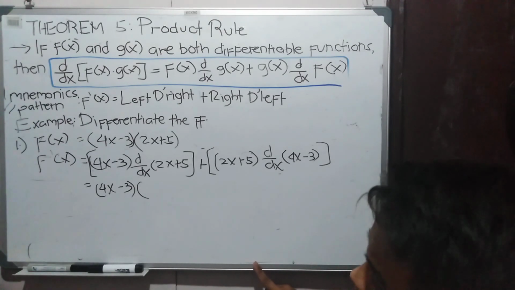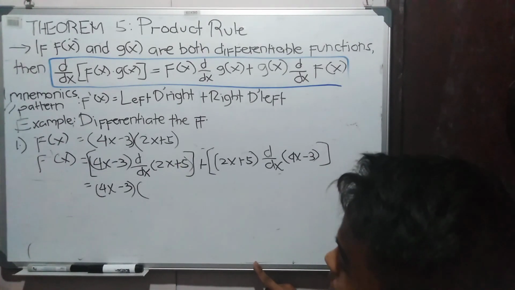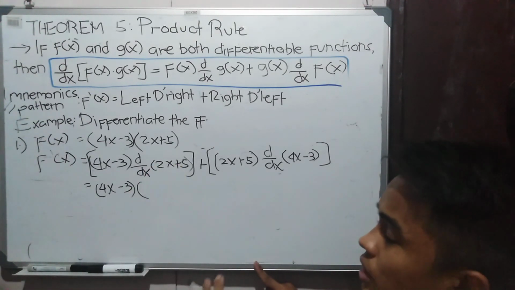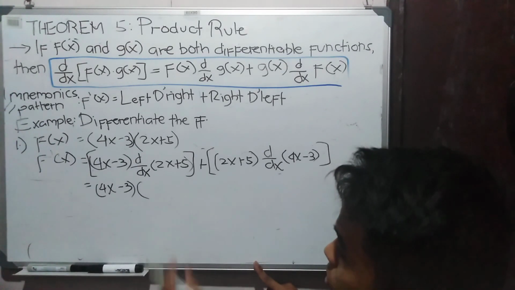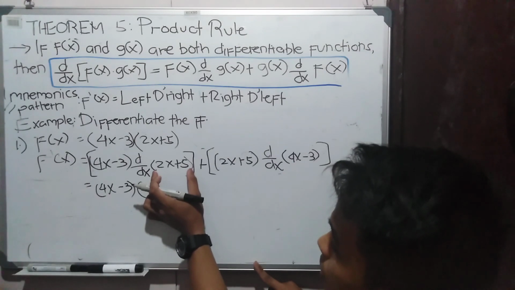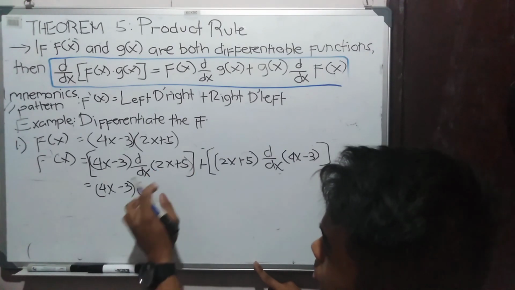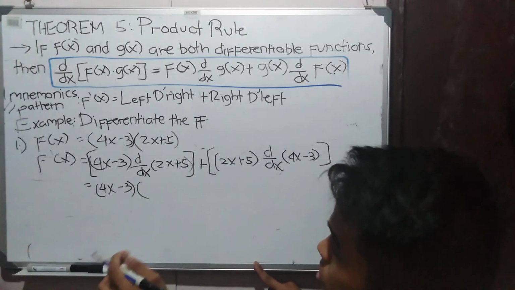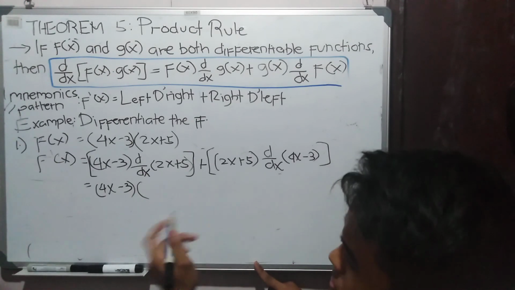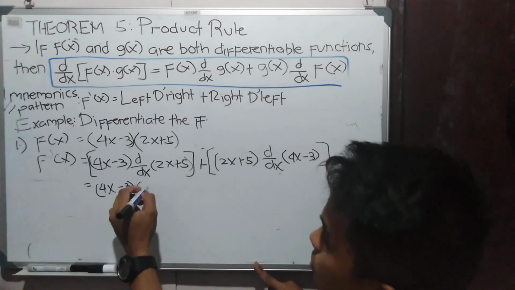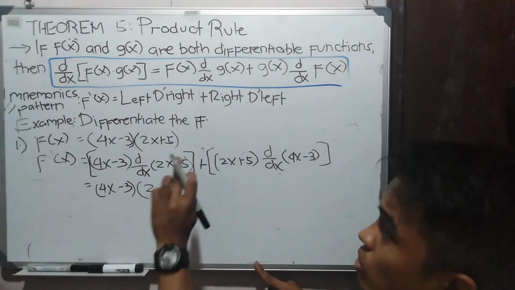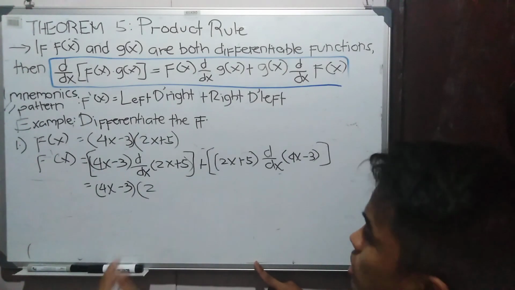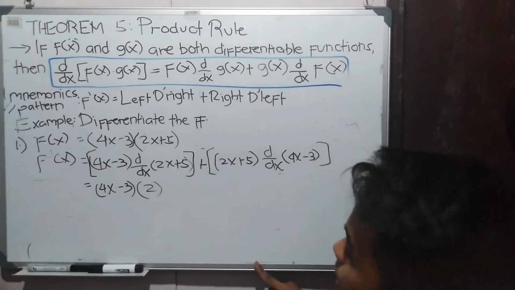Multiplied by the derivative of 2x plus 5. So dito, i-apply natin yung ating theorem 1 to 3 or theorem 1 to 4. So kunin natin yung derivative muna ng expression na to. Okay, so obviously this is 1. So 1 minus 1, 0. X raised to 0 is 1. So 1 times 2, basically that will be 2. And then the derivative of 5, okay, constant rule, derivative of any constant is equal to 0. Kaya 2 na lang ang matitira.